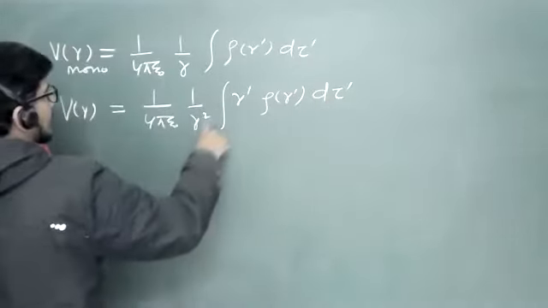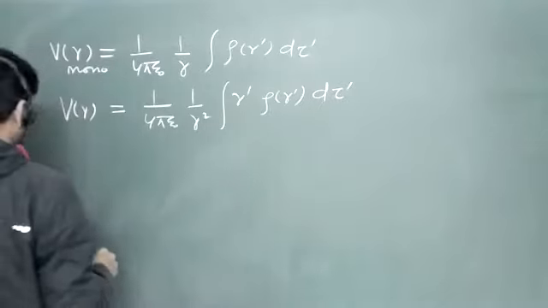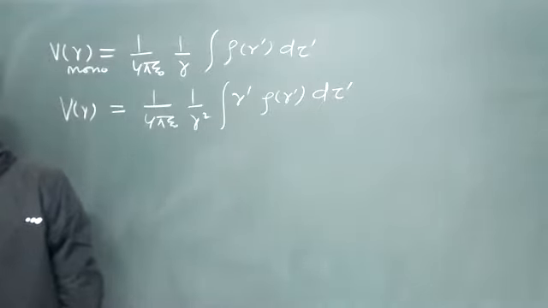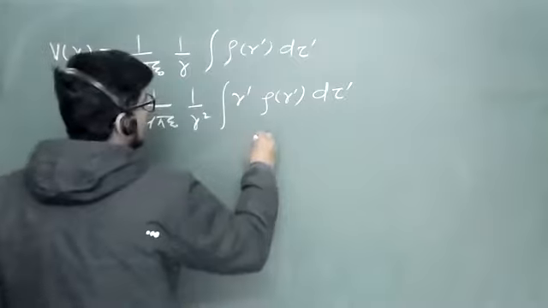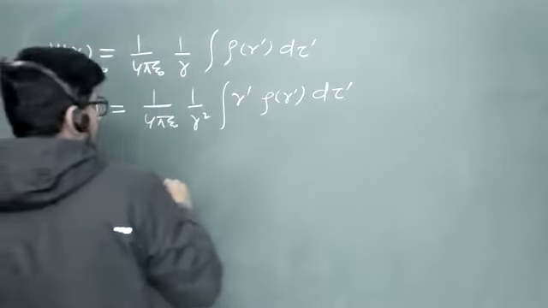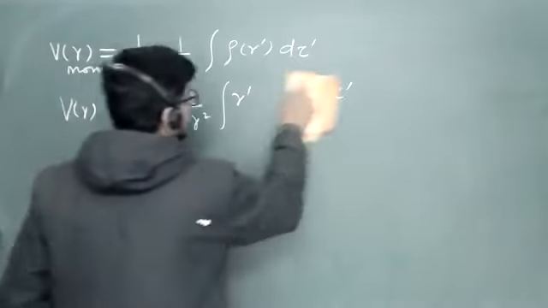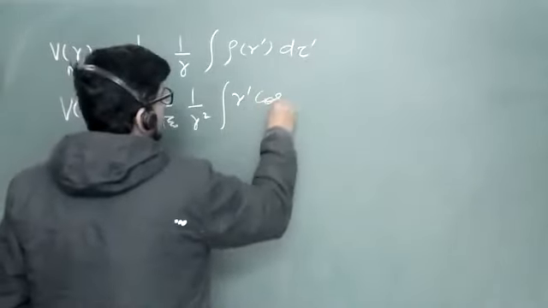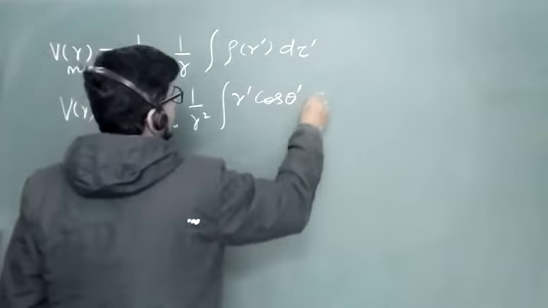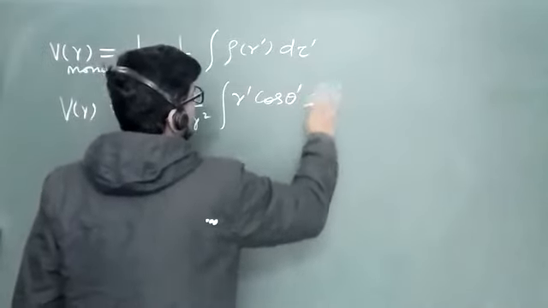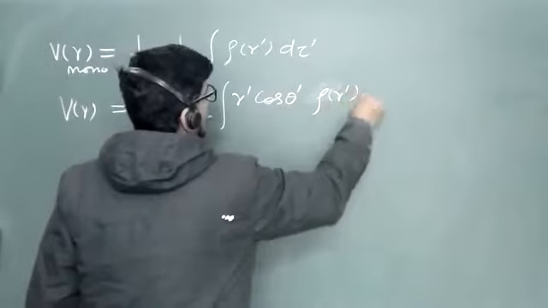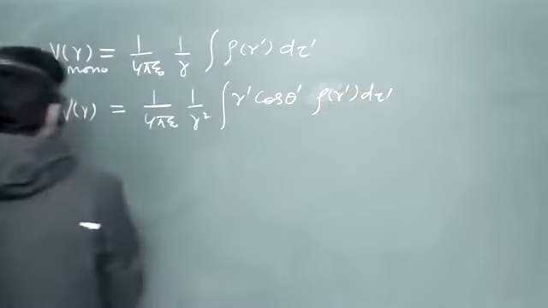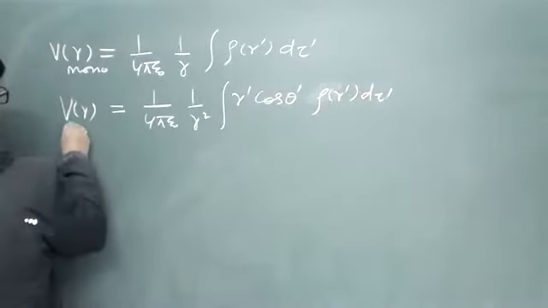You can see the dimension, it is so easy to write it. And with this r dash there was a term of cos theta also. Cos theta dash, and then rho of r dash and d tau dash, right? And this was known as dipole.